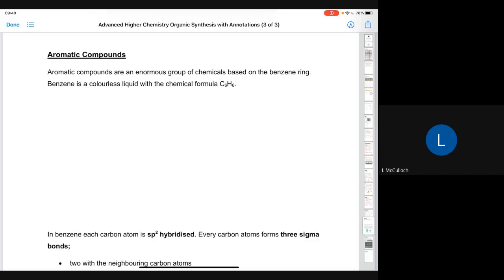Okay, so looking at aromatic compounds. Aromatic compounds are an enormous group of chemicals based on the benzene ring. And benzene is a colourless liquid with the chemical formula C6H6. So the number of hydrogens is pretty low in comparison to most other hydrocarbons.